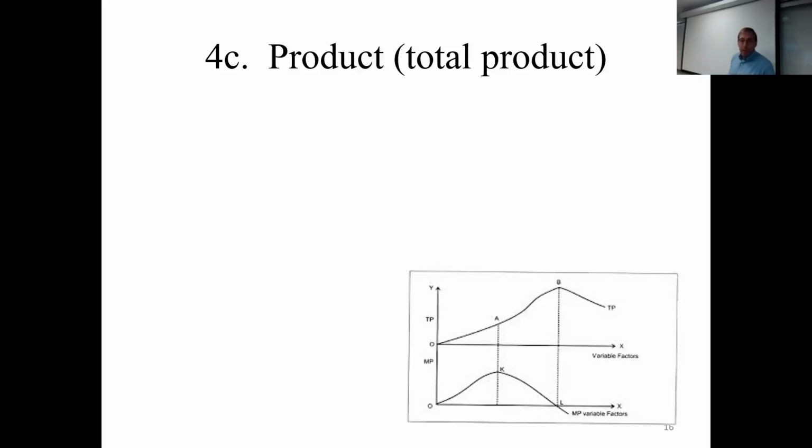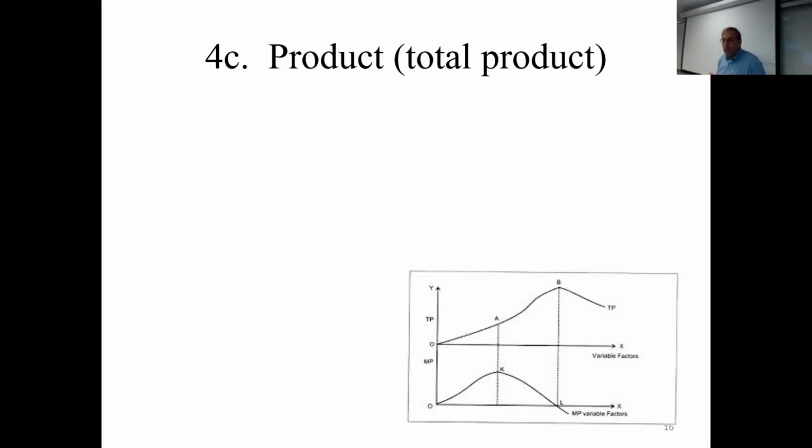Between point K and point L, which is the equivalent of point A and point B, each additional worker is still adding to the total number of sandwiches, but less and less. Marginal product is falling. The total output is increasing at a decreasing rate. For those of you who have had calculus, the first derivative is constantly positive, but between 0 and A, the second derivative is positive. Between A and B, the second derivative is negative, increasing at a decreasing rate.